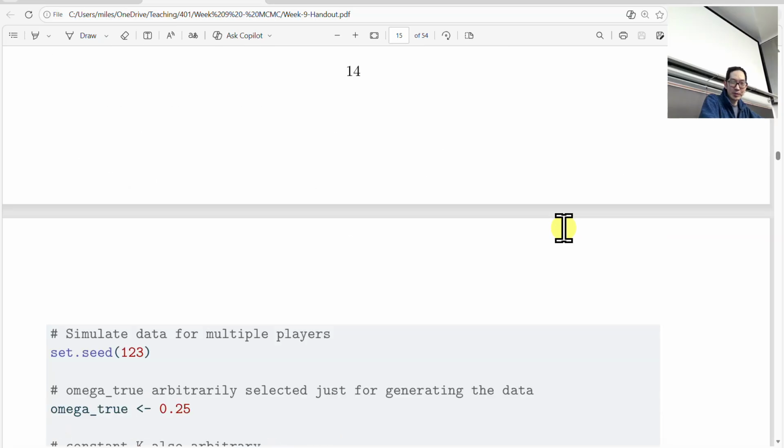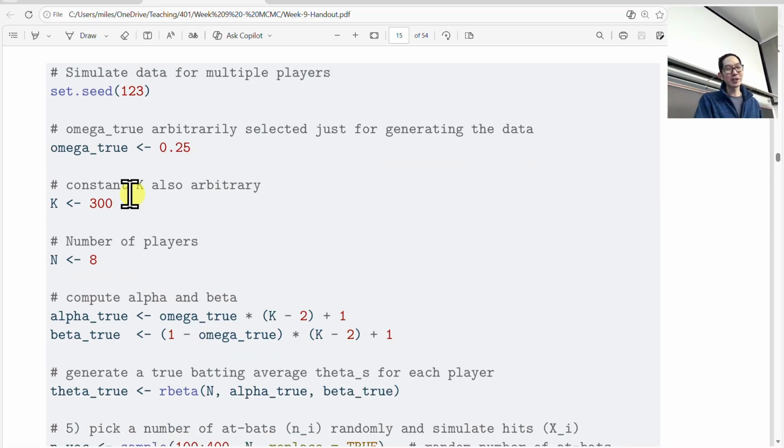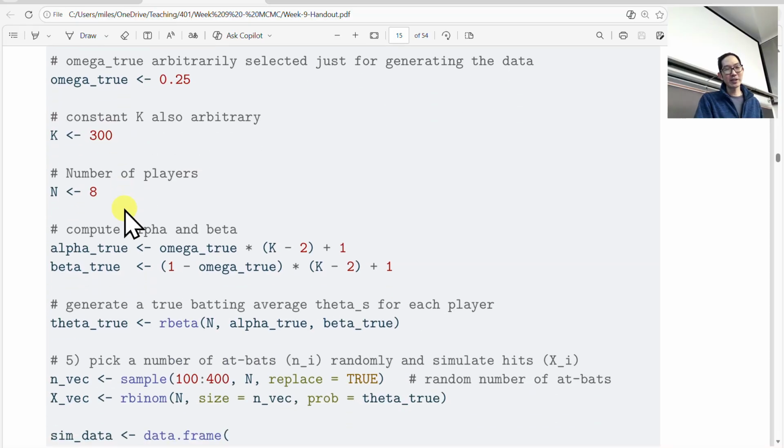So here I'm going to just, this is just for simulating the data. Okay, this is not part of our inference. So I'm going to just say in the simulated data, our true omega value is going to be 0.25. We're going to have 300 for our k. The number of players is going to be 8.